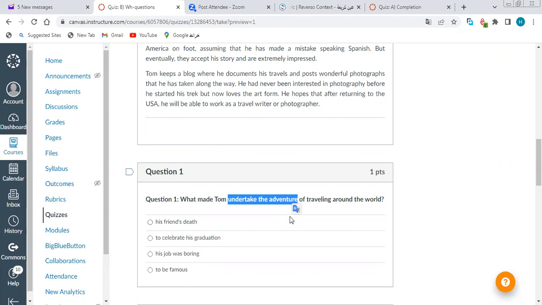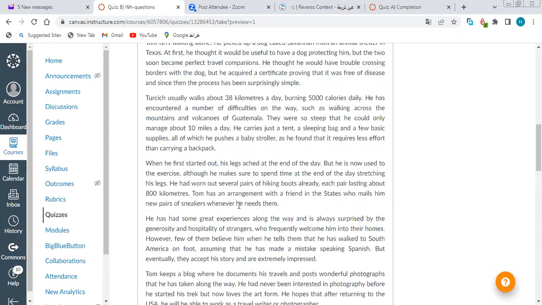His friend's death, to celebrate his graduation, or his job was boring. He felt bored because his job was boring. Or to be famous, to be a famous person. So I need the reason that made Tom undertake the adventure.